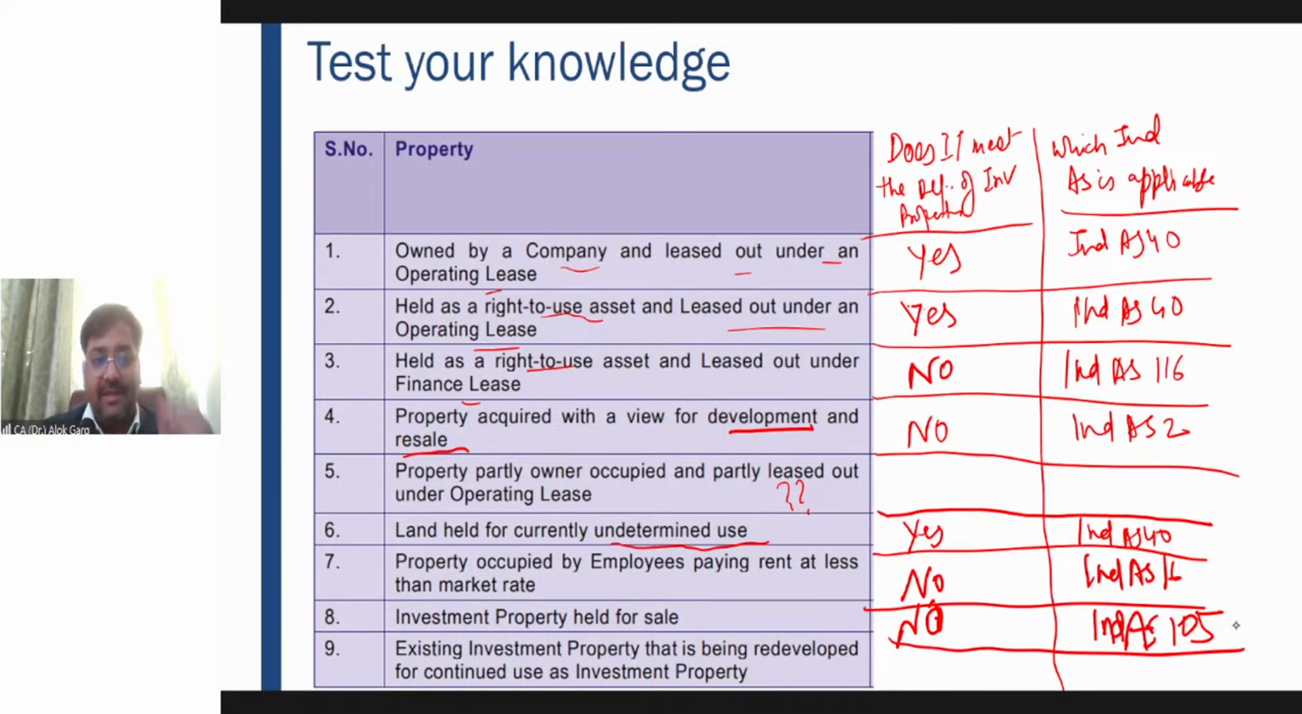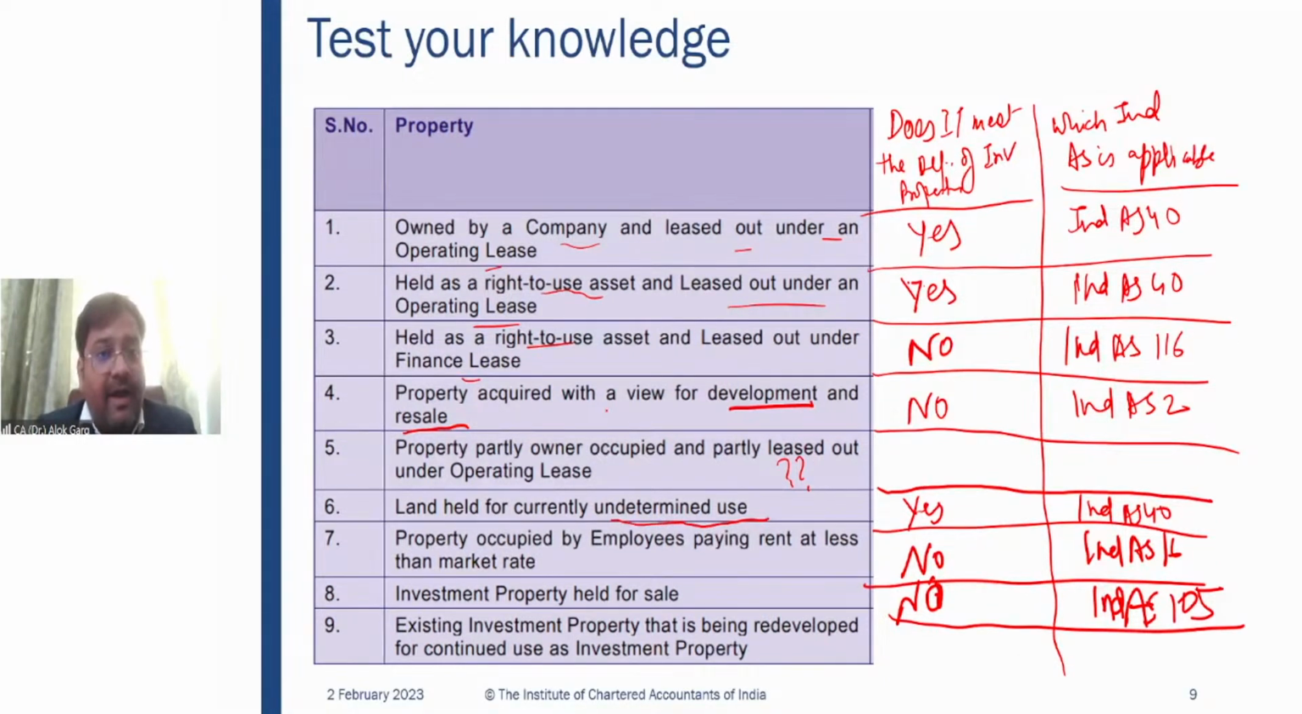Koshiki, please read this point number 4 very carefully. Property acquired with a view for development and resale. The property is acquired for the purpose of resale, right? It is not written that the property is acquired for capital appreciation. So capital appreciation means for long-term purposes. The purpose is not long-term, the purpose is resale. So the moment the company is acquiring the property, it is for resale purpose.